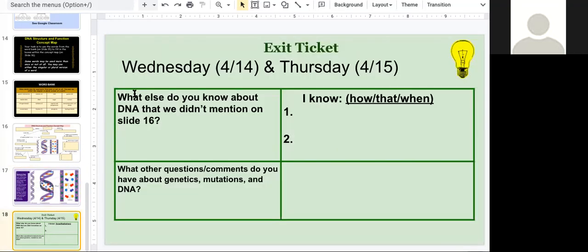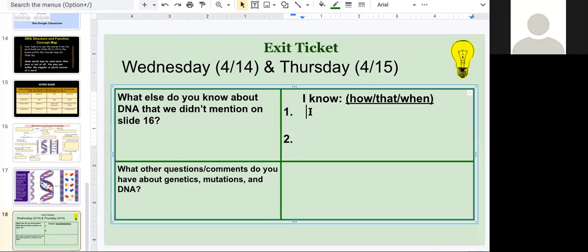Slide 18, what else do you know about DNA that we didn't mention on slide 16? So you'll write 2 facts here. And then what other comments or questions do you have about genetics, mutations, and DNA?